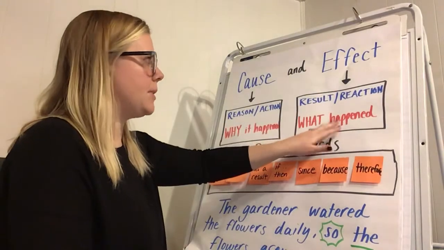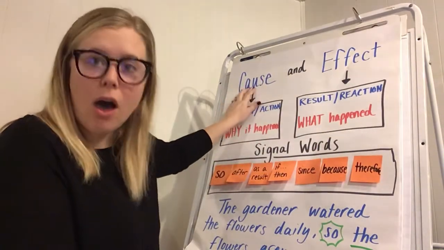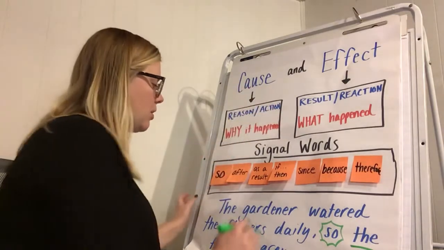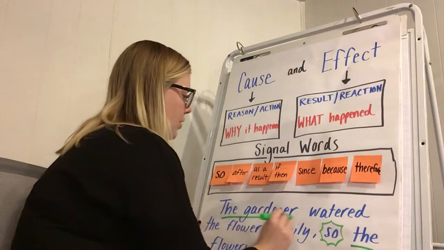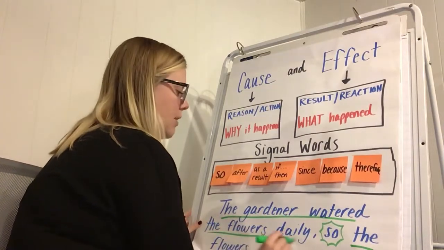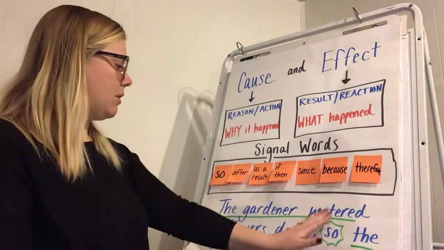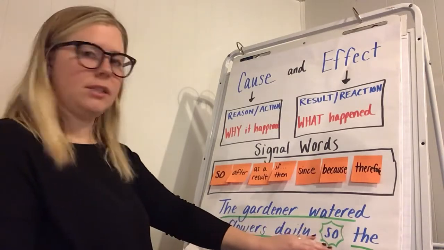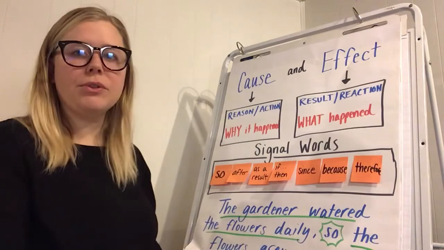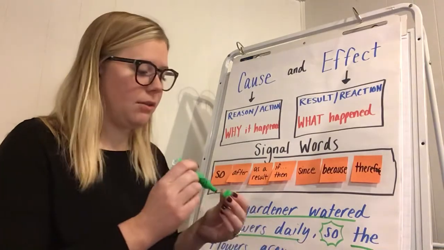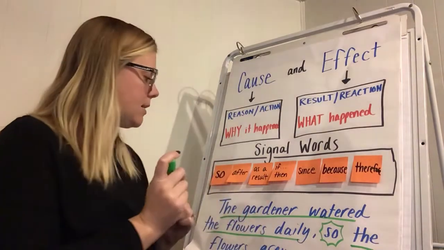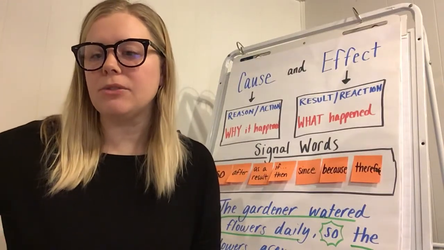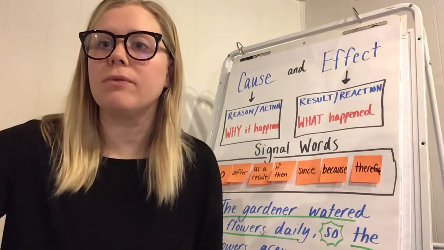That is what happened. The cause, what caused, that's why I said it that way, what caused the flowers to grow? Well, the gardener watered them daily. So the gardener watered the flowers daily, that's our cause. So is our signal word. And the flowers grew is the effect of the flowers getting watered daily. Okay, you're going to practice this a lot this week with me and independently, so I hope that was a good introduction, and let me know if you have any questions.